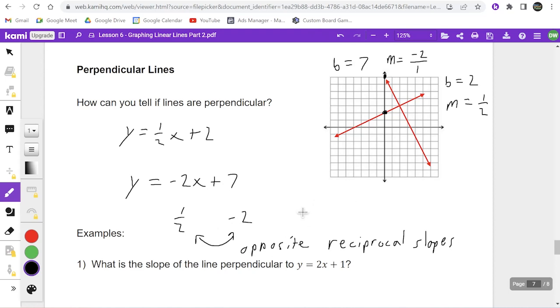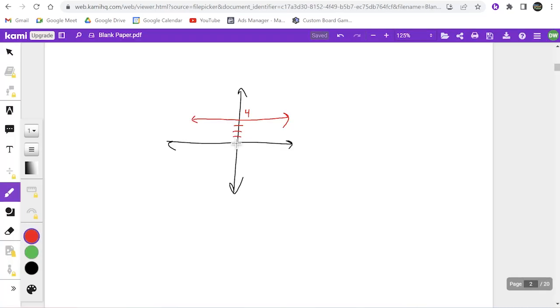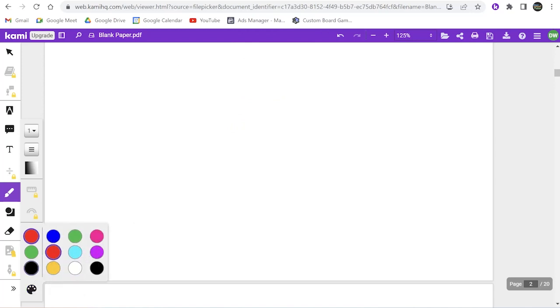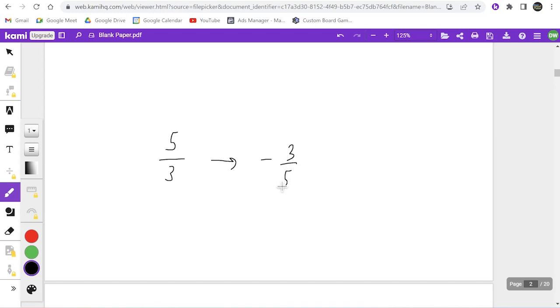And just so you know, let me give a couple quick examples. If, for instance, I want the opposite reciprocal of 5/3, that's going to be negative 3/5. If I have a slope of 10, then the opposite reciprocal is negative 1 over 10. So this is what opposite reciprocal slopes look like. That's what perpendicular is going to mean.